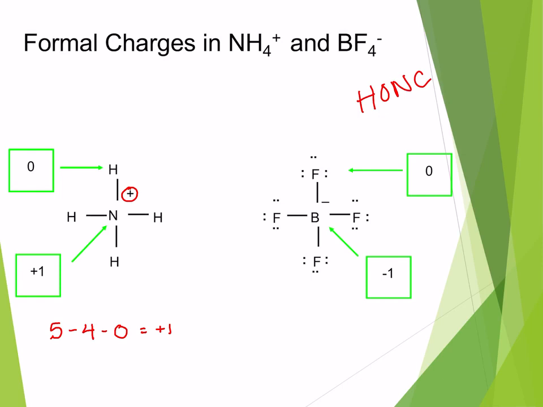So boron, in the middle there, normally has 3 valence electrons. So we subtract out our 4 bonds. We have no unbonded electrons, so we have an overall -1 formal charge. So that's why there's a negative there on boron.